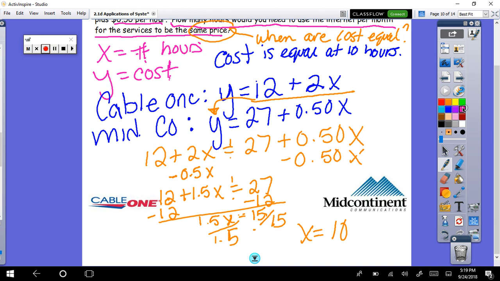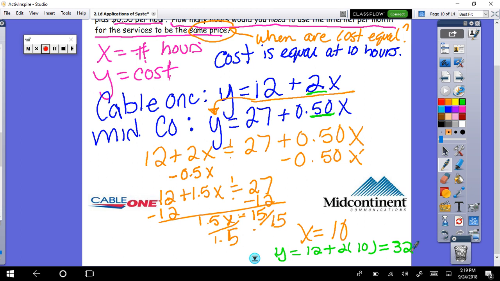Now, at anything over 10 hours, Cable One is going to be much more expensive, because every hour after that 10, it's going to be $2 more per hour versus 50 cents per hour. So 10 is kind of our breaking point. At 10 hours, Cable One and Midco both cost the same. You could get that cost by substituting that 10 back in. 12 plus 2 times 10 is going to be $32 for those 10 hours.